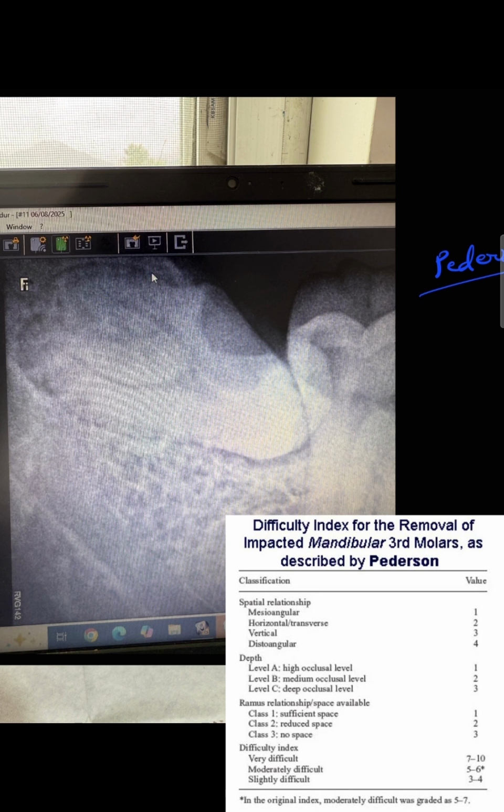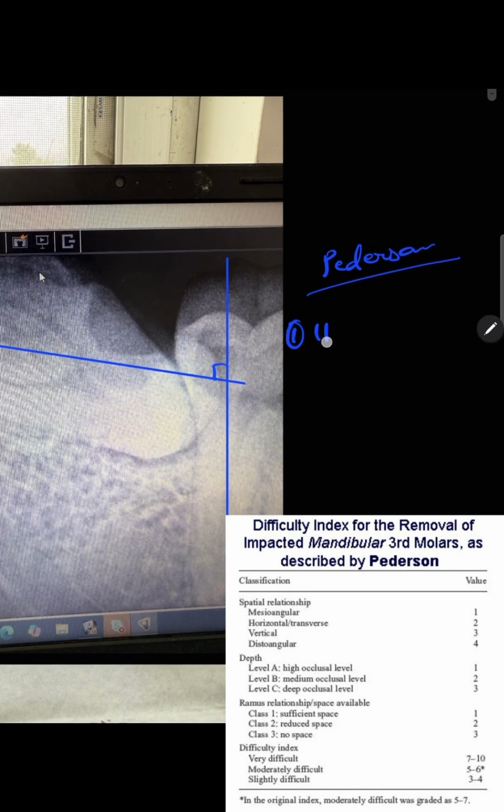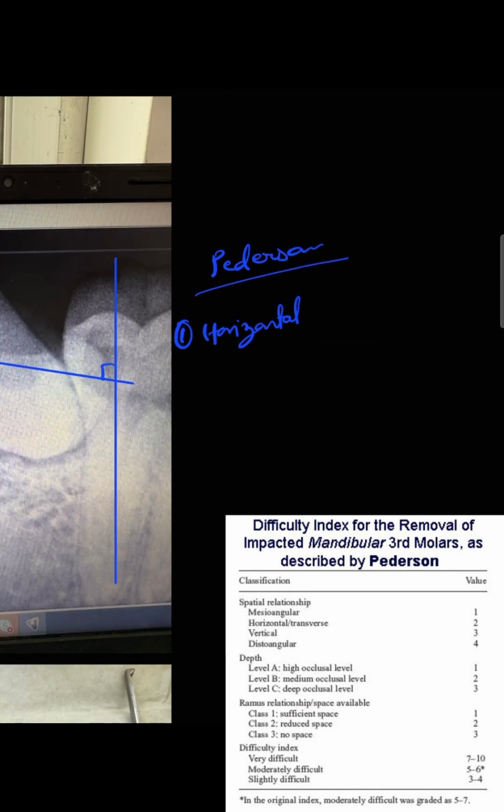Winter's classification classifies the impaction based on the angle that is made by the long axis of the mandibular third molar with the long axis of the mandibular second molar. So in this picture we can see the angle is roughly 90 degrees. This is a horizontal impaction. Pederson assigns the value of 2 for the horizontal impaction.